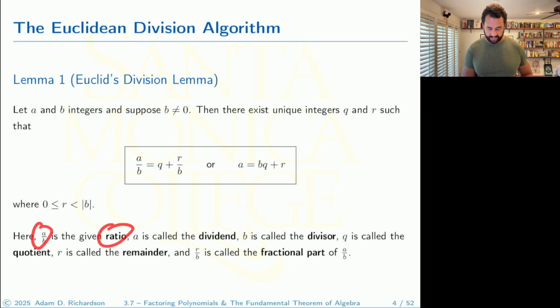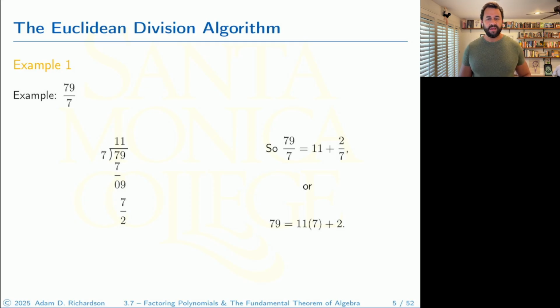And then we have these vocabulary terms. A over b is the ratio. The number on the top is called the dividend. The number on the bottom is the divisor. q is what we call the quotient. r is the remainder. And this whole piece, r over b, is the fractional part of a over b. That's what it is.